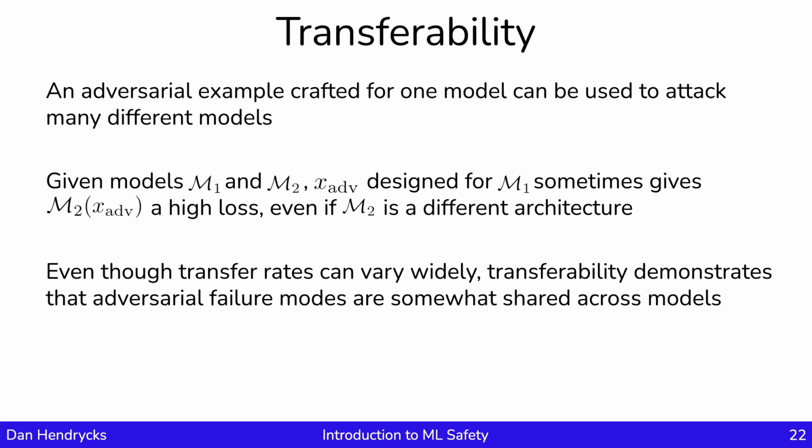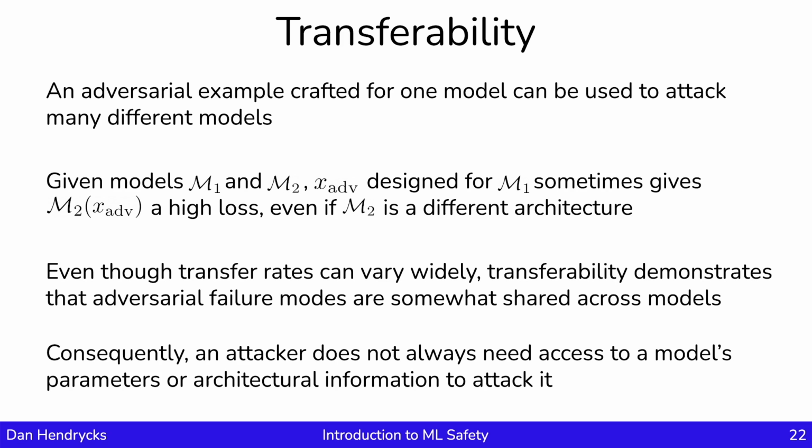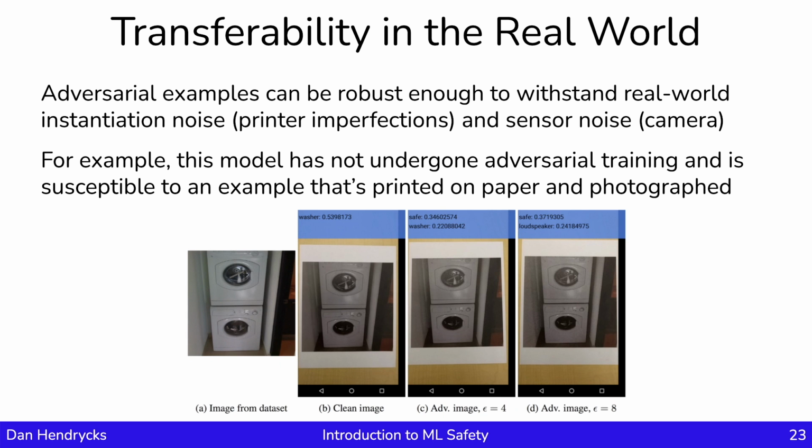Now, I should note that the transfer rates can vary quite a bit, so this isn't a highly reliable attack. That said, transferability demonstrates that adversarial failure modes are somewhat shared or consistent across models of different architectures or different weights. Therefore, an attacker does not always need to have access to a model's parameters or even its architectural information to attack that model.